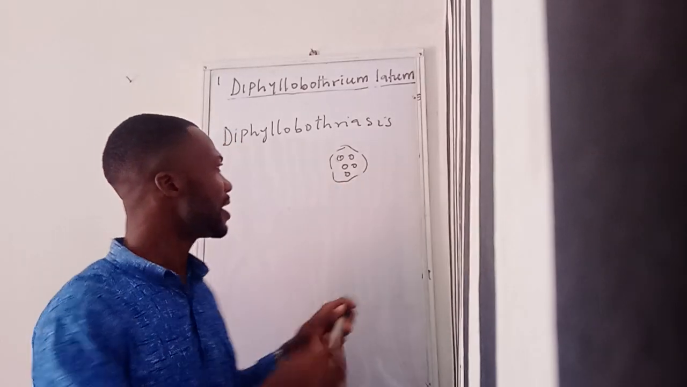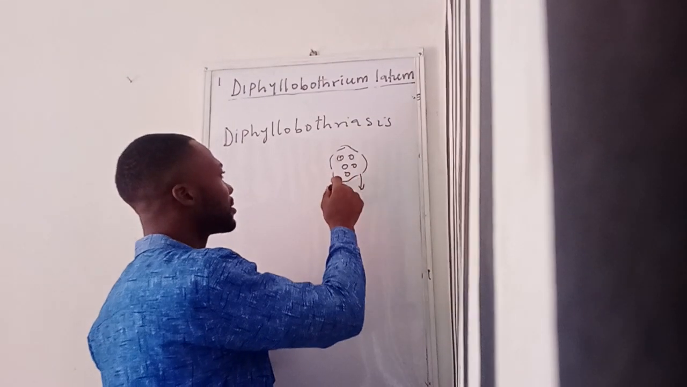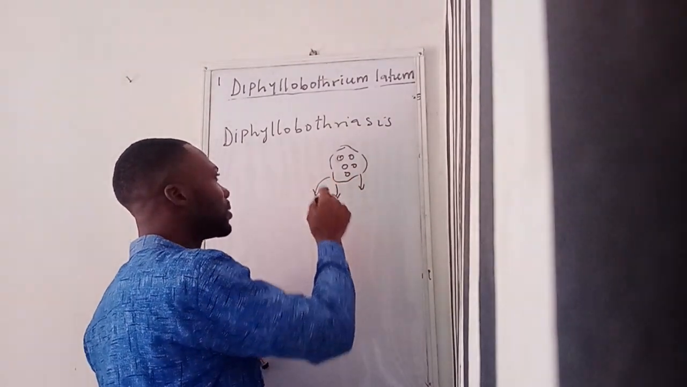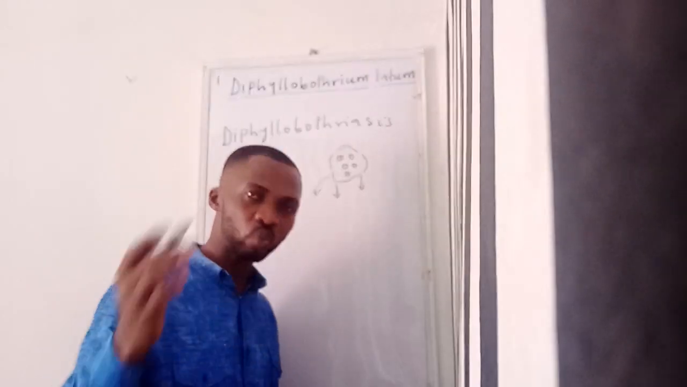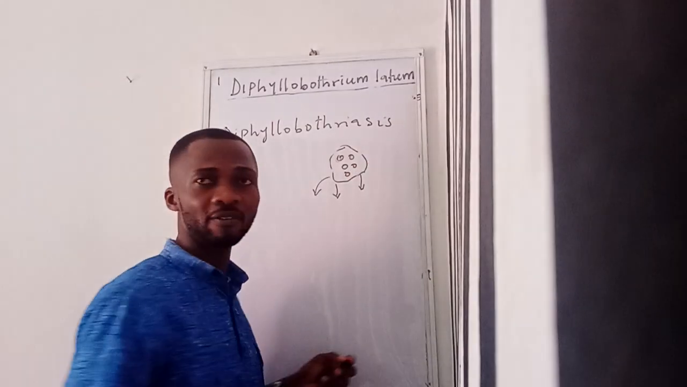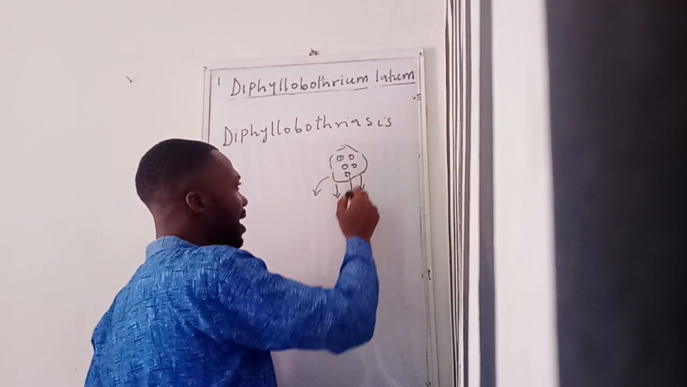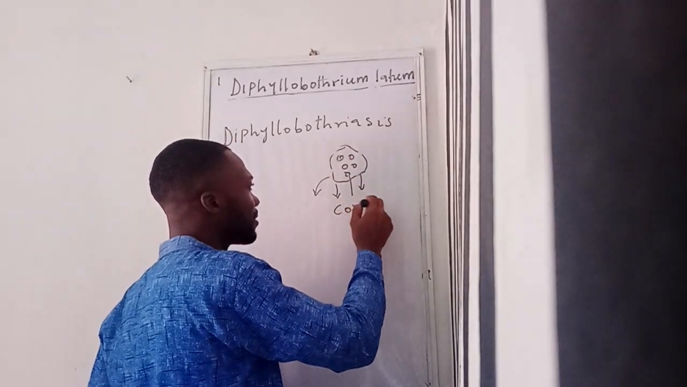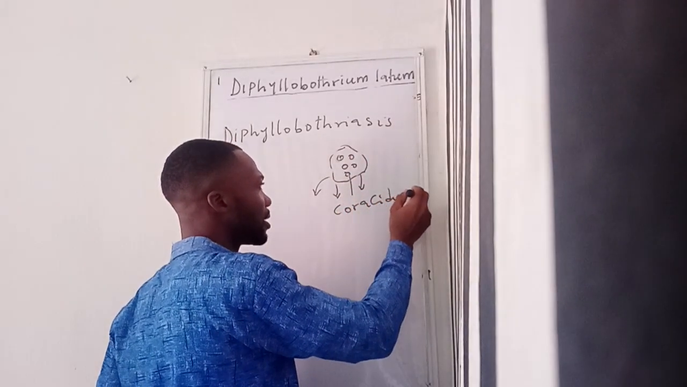Now, the eggs hatch within the aquatic environment. Remember I said, if this individual defecates, probably while swimming in an aquatic environment, the eggs hatch within this environment. And as the eggs hatch, they hatch into a larva called the coracidium.